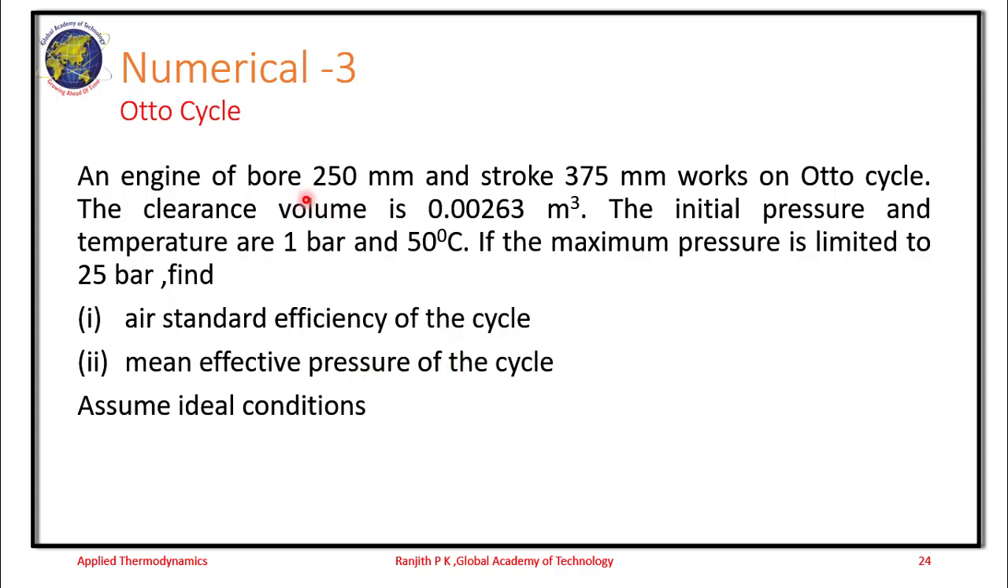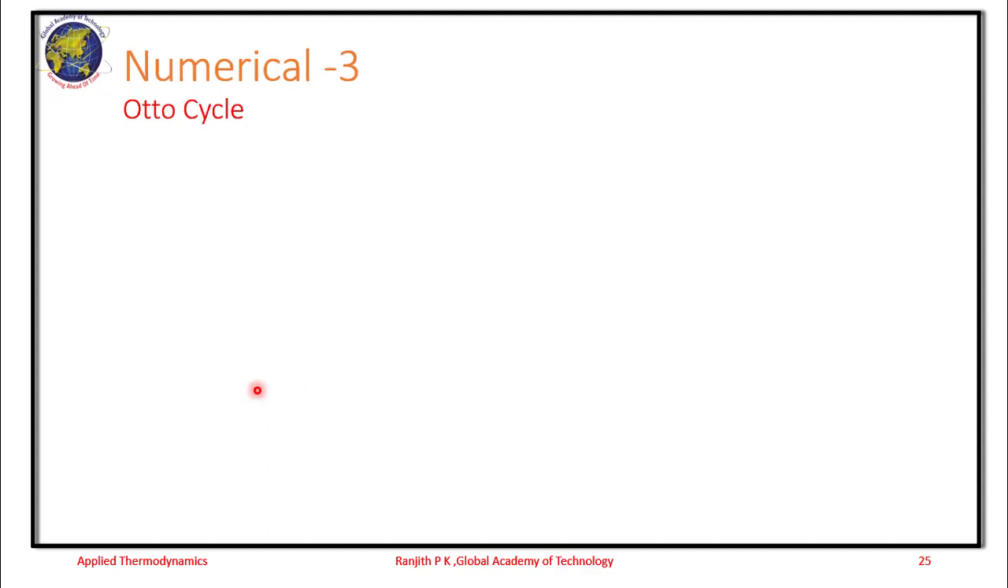Here they have given the bore, which is usually denoted as small d, the diameter, and the stroke, the piston length it traverses in a single cycle, that is capital L, and the clearance volume Vc. The initial pressure and temperature, P1 and T1, are given. The maximum pressure is limited to 25 bar; this is nothing but P3. We need to find the efficiency and the mean effective pressure.